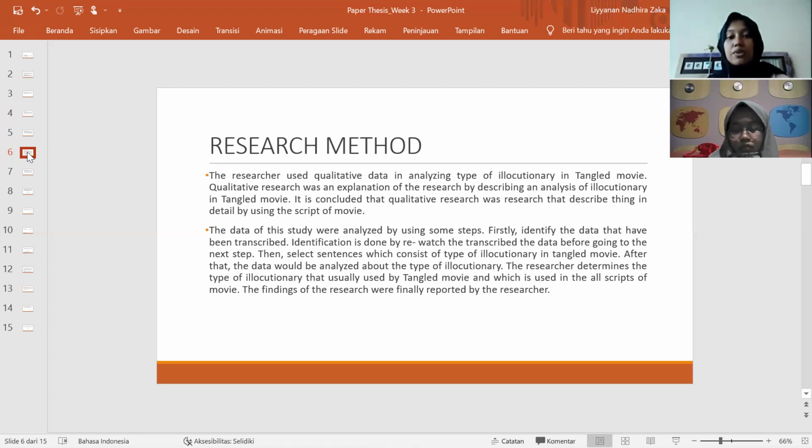Identification is done by rewatching the movie and the transcribed data before going to the next step. Then select sentences which consist of types of illocutionary acts in the Tangled movie. After that, the data are analyzed for the type of illocutionary act. The researcher determines the types of illocutionary acts that are usually used in the Tangled movie and which are used in the whole script of the movie. And the findings of the research were finally reported by the researcher.